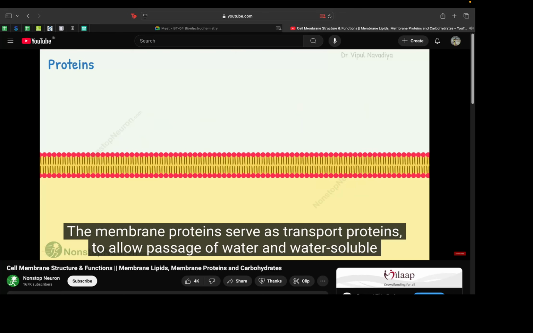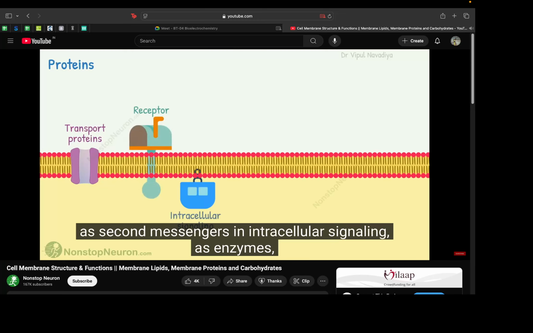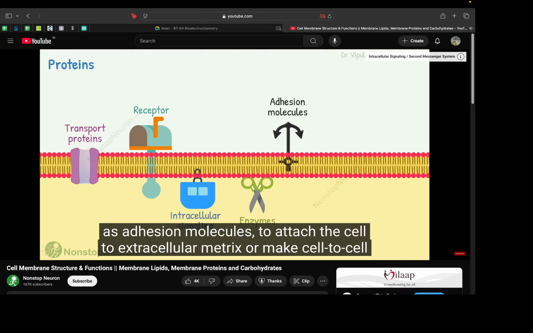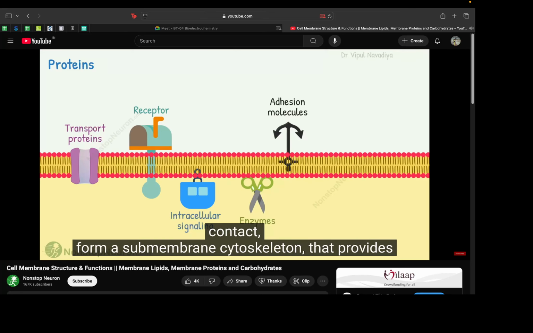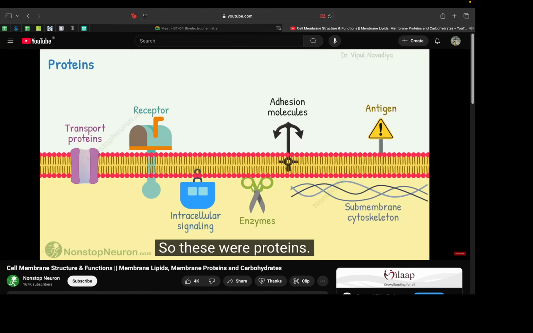The membrane proteins serve as transport proteins to allow passage of water and water-soluble substances, receptors to receive signals, as second messengers in intracellular signaling, as enzymes, as adhesion molecules to attach the cell to extracellular matrix or make cell-to-cell contact, form a submembrane cytoskeleton that provides strength and resilience to the membrane, and finally, they may be expressed as antigens. So these were proteins.